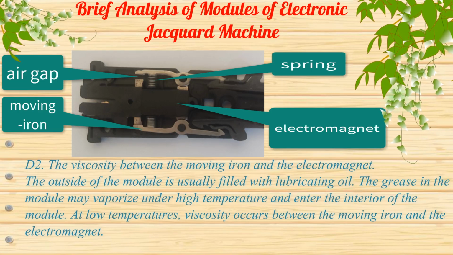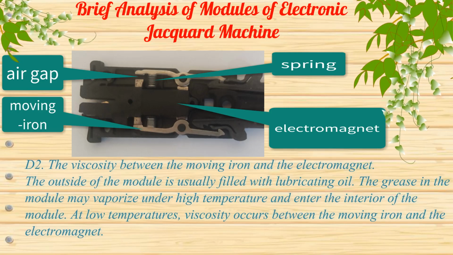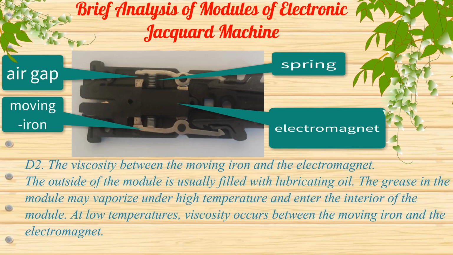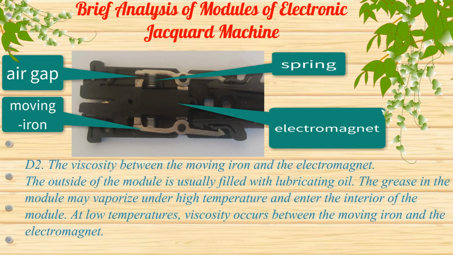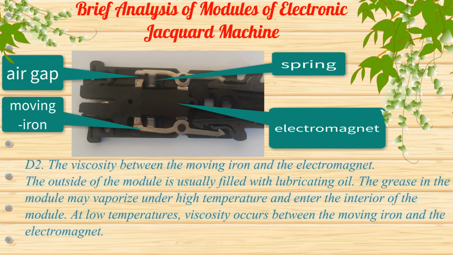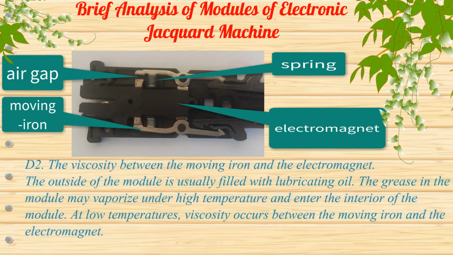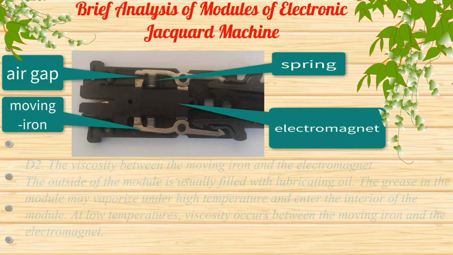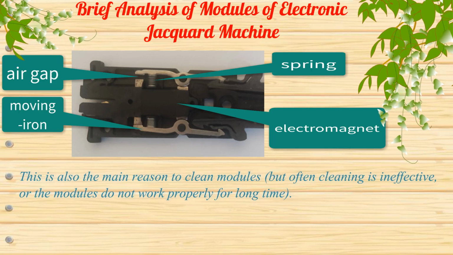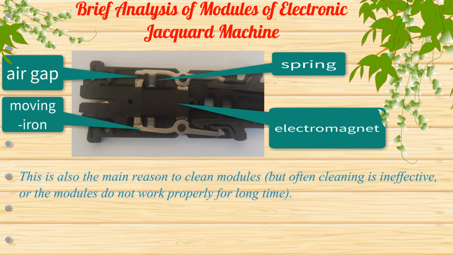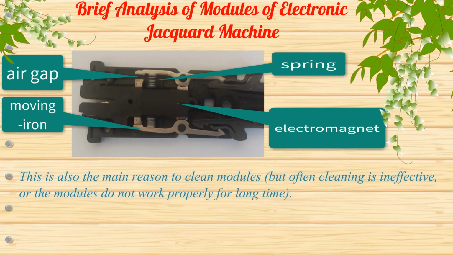D2. The viscosity between the moving iron and the electromagnet. The outside of the module is usually filled with lubricating oil. The grease in the module may vaporize under high temperature and enter the interior of the module. At low temperatures, viscosity occurs between the moving iron and the electromagnet. This is also the main reason to clean modules, but often cleaning is ineffective, or the modules do not work properly for a long time.